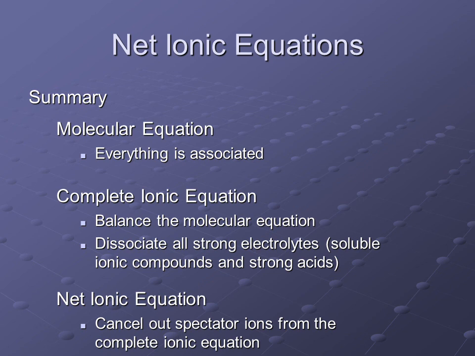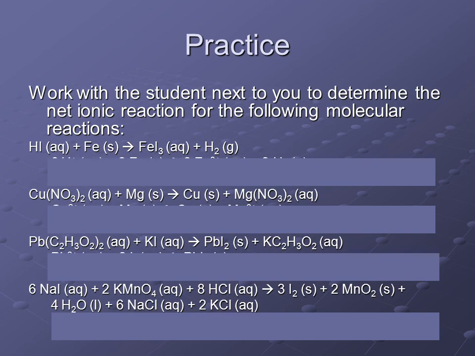You have to memorize the list of strong acids, and you have to memorize your solubility rules in order to do this step right. With the net ionic equation, you cancel out your spectator ions from the complete ionic equation. This means that in order to make a net ionic equation, you have to have your complete ionic equation first. And in order to have your complete ionic equation, you have to have a balanced molecular equation first. Okay, that's the end of this presentation. Oh, no, it is not the end of this presentation.